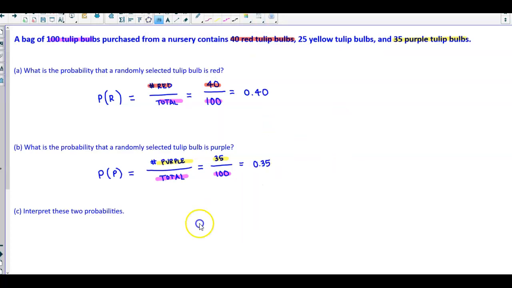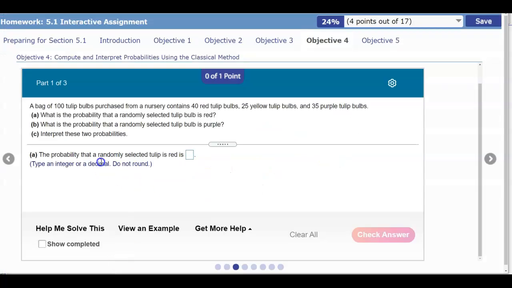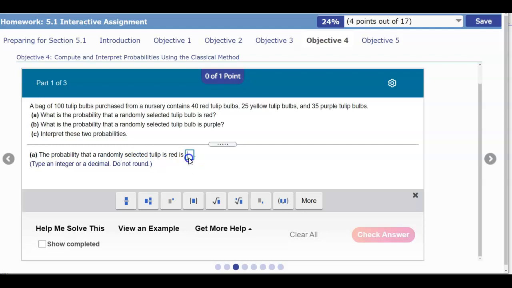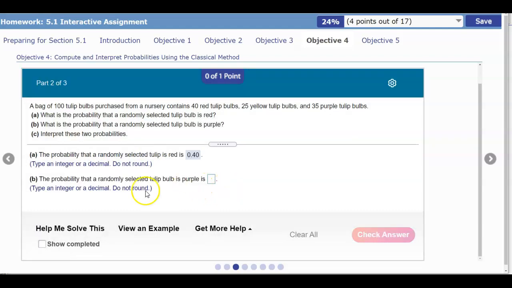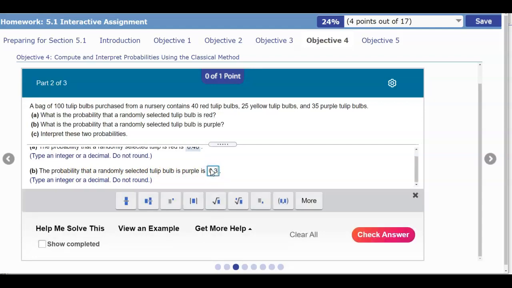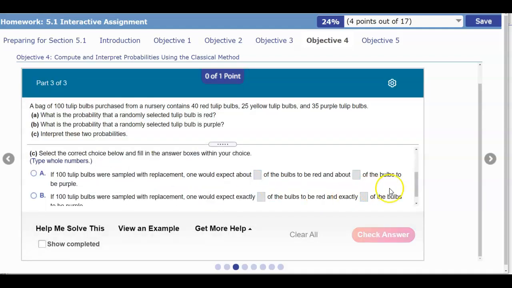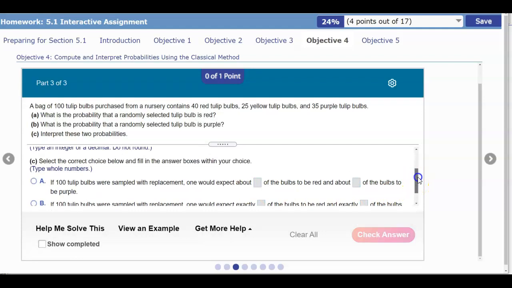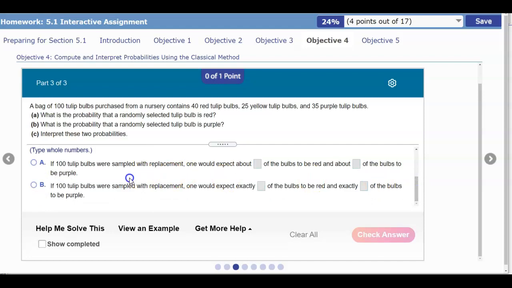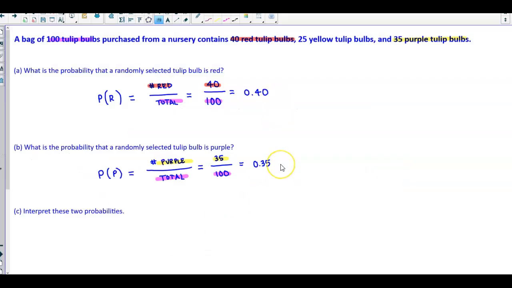So let's go ahead and answer these two questions. The probability that a randomly selected tulip bulb is red is 0.40. And then we also found the probability that a randomly selected tulip bulb is purple is 0.35. Now the question says, select the correct choice below and fill in the answer boxes within your choice. We want to determine how we interpret these two probabilities. Well, let's go back to these two probabilities.